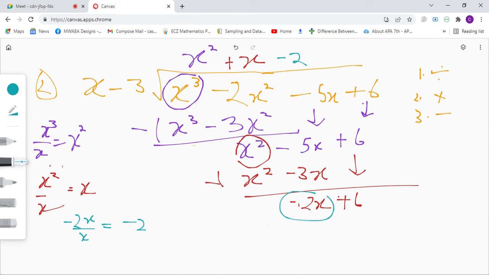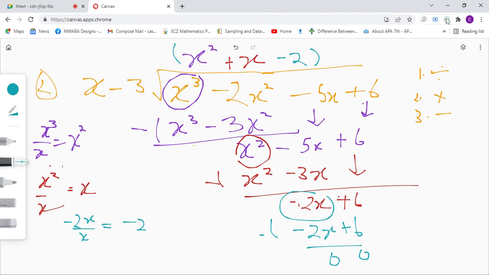Negative 2 times x gives us negative 2x. Negative 2 times negative 3 gives us 6. Negative 2x minus negative 2x, these negatives become positive, so it's like negative 2x plus 2x, we get 0. 6 minus 6 we get 0. So the other factor is x squared plus x minus 2.